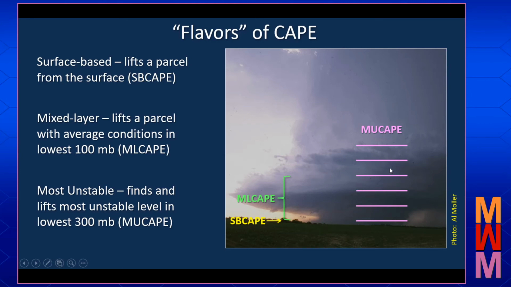MU CAPE can let us find those layers up above our shallow cold front and see just how unstable it is, and if we might be able to get those thunderstorms forming up above that shallow cold front. So surface-based CAPE, ML CAPE, MU CAPE. If you read the Storm Prediction Center's discussions or look at some of the other meteorological discussions, you might see those abbreviations. And again, they're just different ways of evaluating how much instability, how much energy is there in the atmosphere.